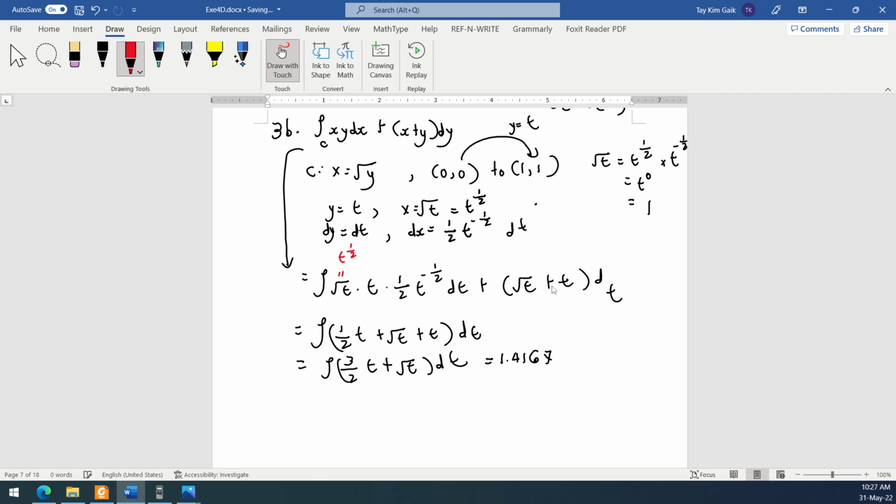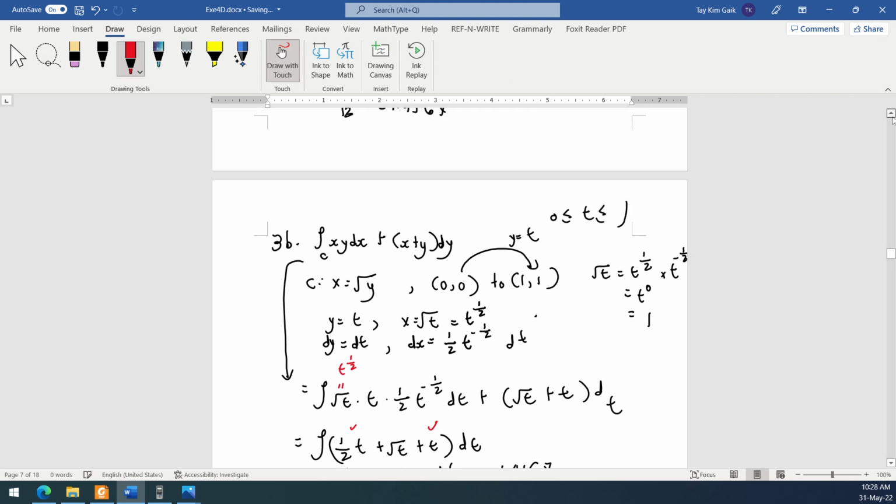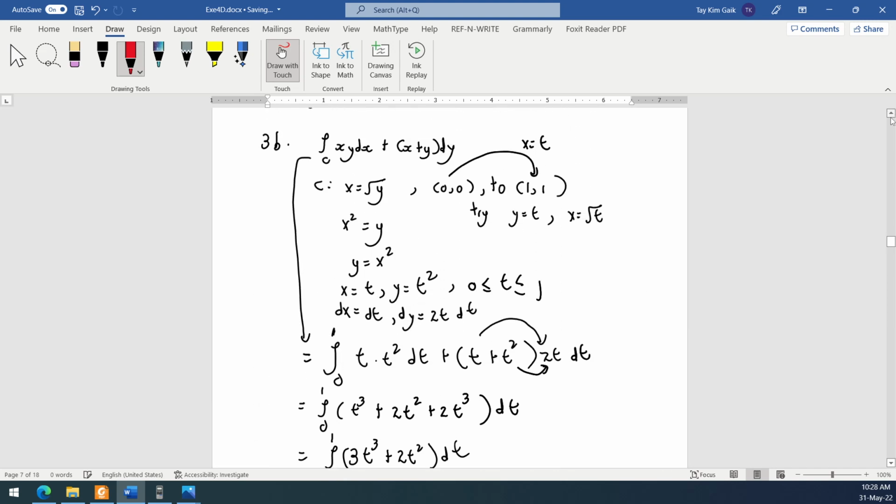Okay, x is sqrt(t), y is t. So here, half t plus t, 3 over 2 t plus sqrt(t). Using calculator, you get 1.4167. Okay, and then if I don't like the square root, I can square both sides. Then x squared equal to y. So if you let x be t, then y is t squared. Another way, if I say variable at the right hand side, if you let y be t, then x is sqrt(t), same as just now. So the same parametric equation.